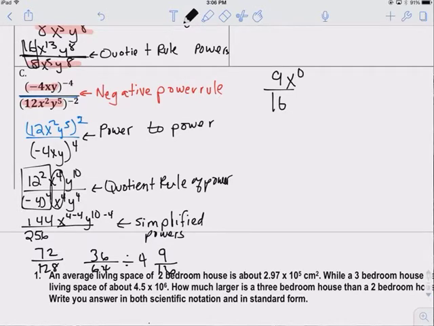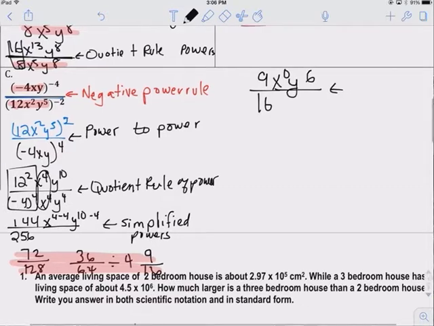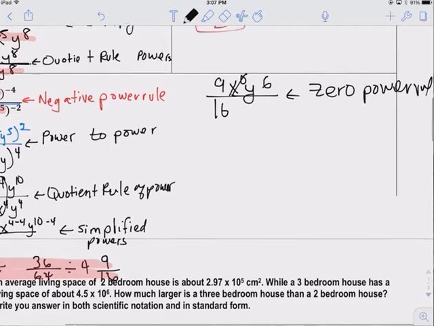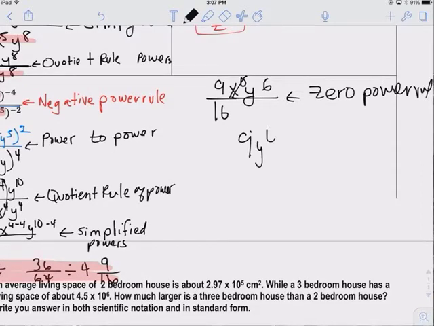X to the 0 and y to the 6. See how I reduce until I couldn't anymore? Okay, then we do zero power rule, right? So that's a 1, so that's 9y to the 6 over 16.